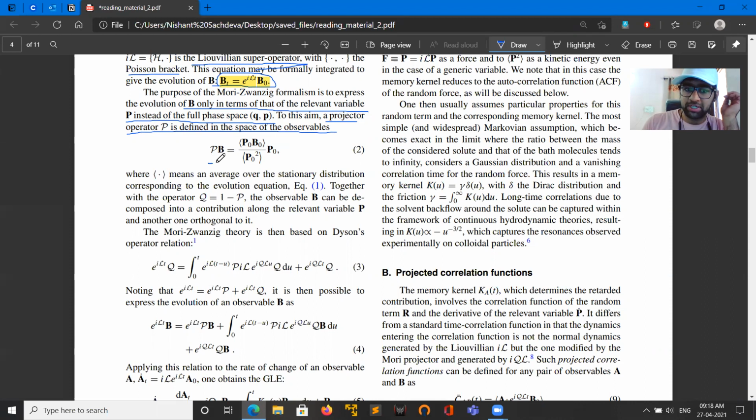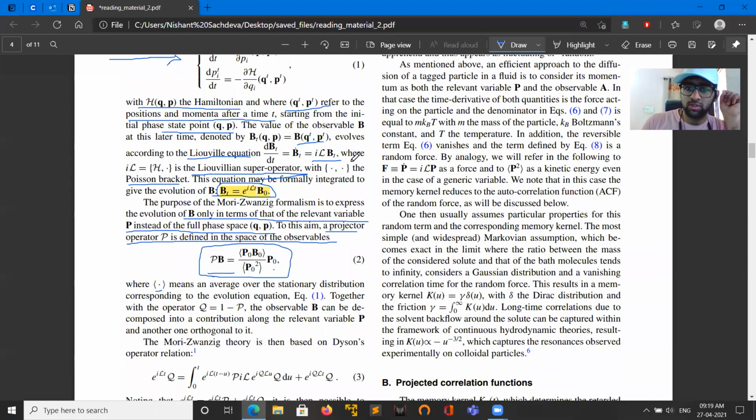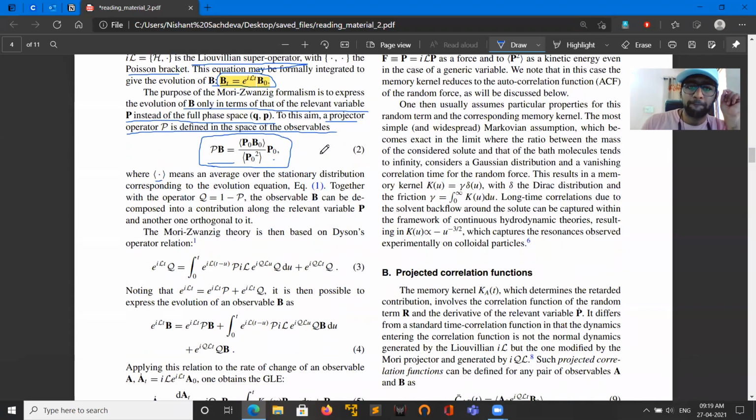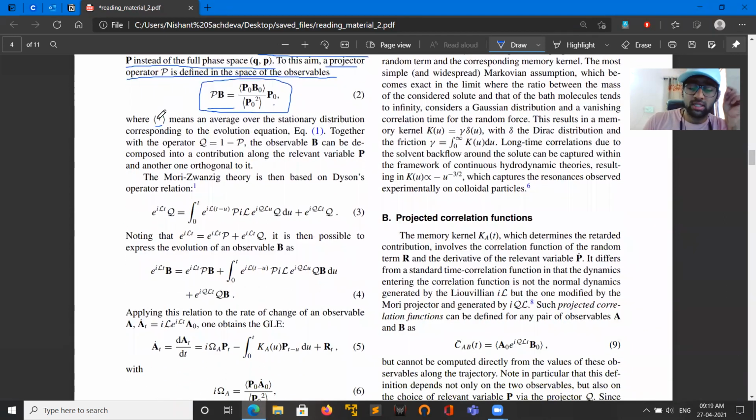So this is the projector operator P. We apply this on B and we get this particular equation. It depends on P naught. These two are both average magnitudes. This symbol means an average over the stationary distribution corresponding to the evolution equation 1. So equation 1 is this one, and this symbol means an average over the stationary distribution corresponding to it.